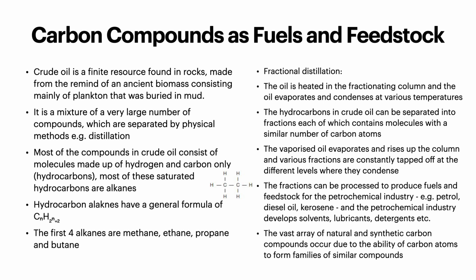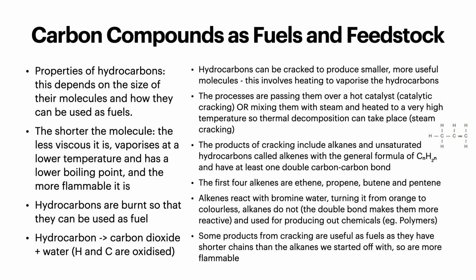The vaporized oil evaporates and rises up the column, and various fractions are constantly tapped off at different levels where they condense. The fractions can be processed to produce fuels and feedstock for the petrochemical industry. Examples of fuel are petrol, diesel, and kerosene, which is how we run our cars. And the petrochemical industry develops solvents, lubricants, detergents, etc. The vast array of natural and synthetic carbon compounds occur due to the ability of carbon atoms to form families of similar compounds.